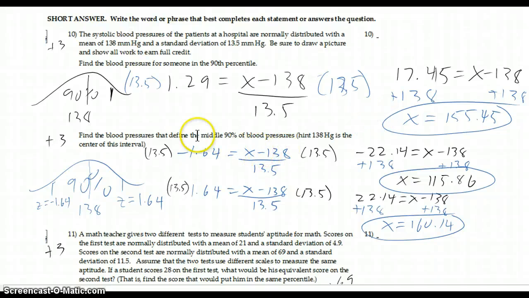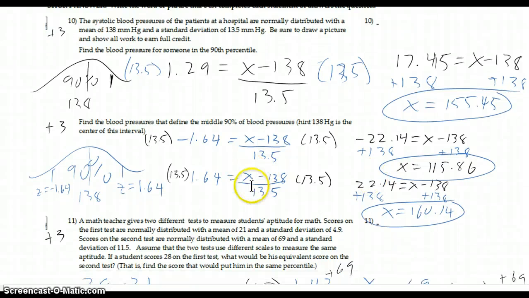And then it says find the middle 90%. So we kind of draw this picture. It should help. Middle 90% leaves 5% in each tail. So it's 1.64 each way. So it's the same problem as before, except we have a different z-score. So we're going to use negative 1.64 and positive 1.64. Do the same math. Multiply by 13.5, add 138. So that's 115.86 on the low end and 160.4. So 90% of the time the blood pressure should be between there.